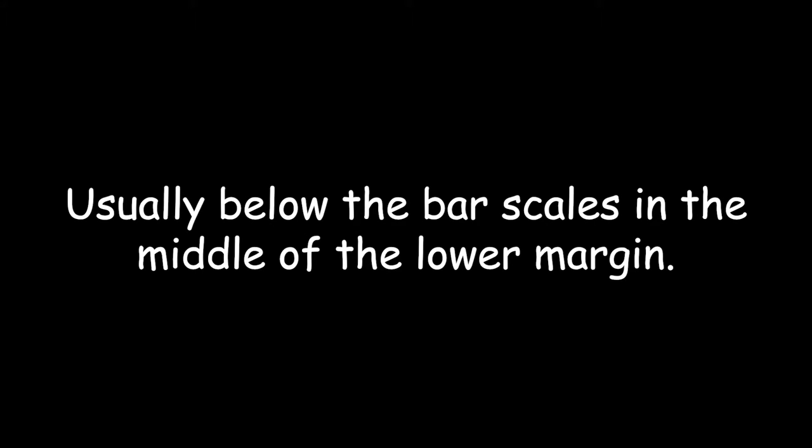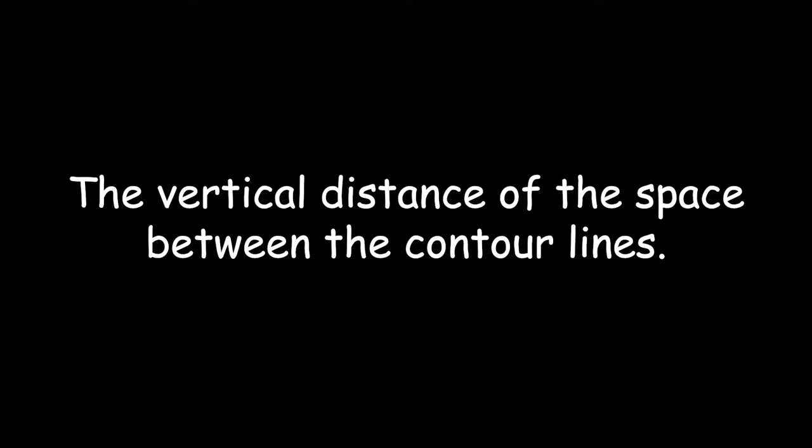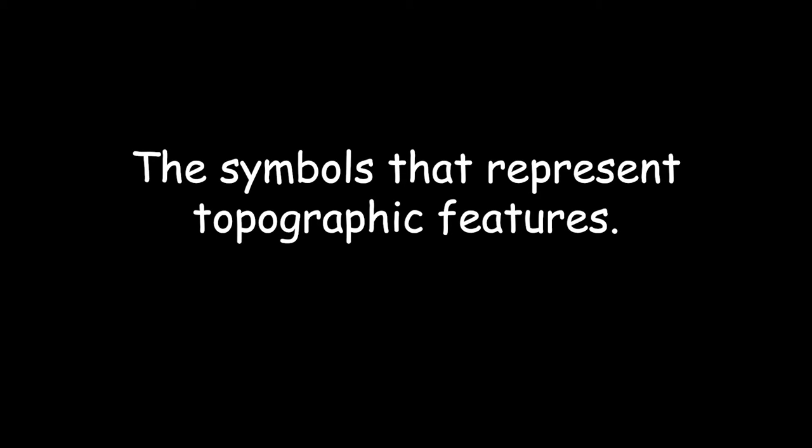Where is the contour interval note found? Usually below the bar scales in the middle of the lower margin. What is a contour interval? The vertical distance of space between the contour lines. Where is the legend of the map found? In the lower left margin. What is a map legend? The symbols that represent topographic features.